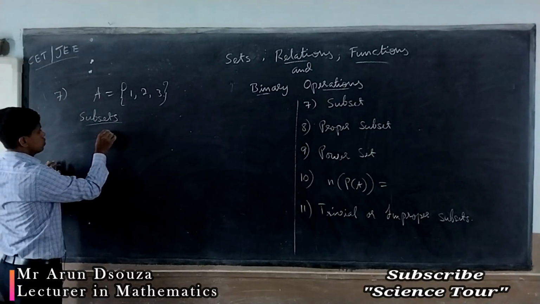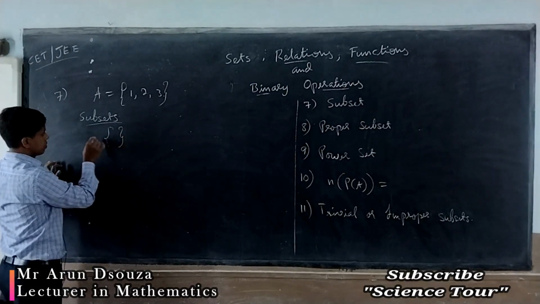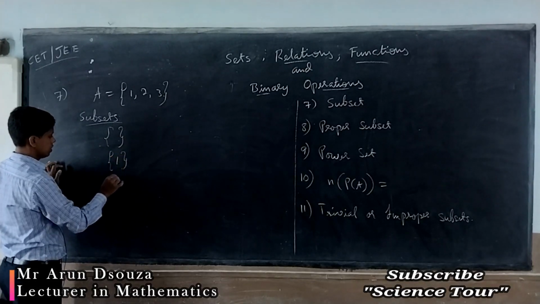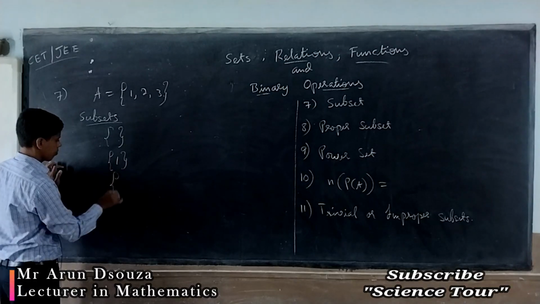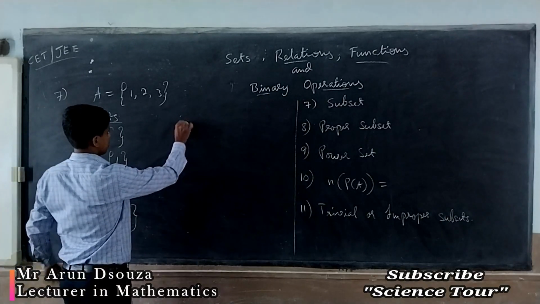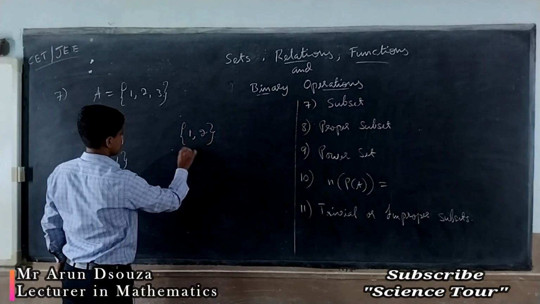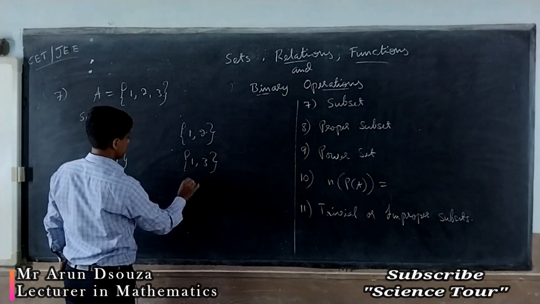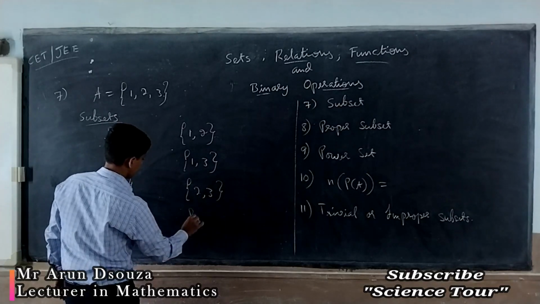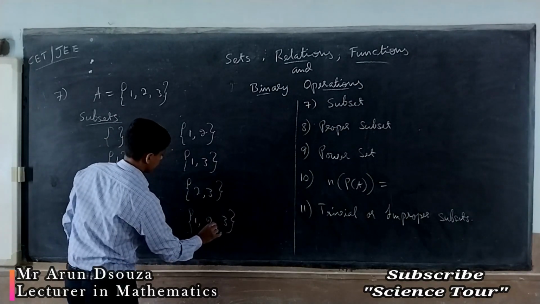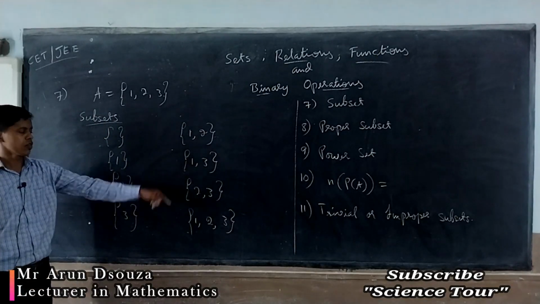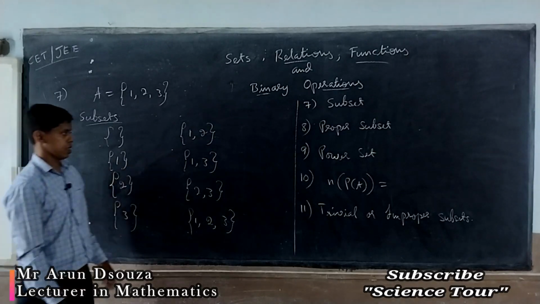First, you have the empty set. Second, you have the singleton sets. Okay, and then you have 1, 2 and 1, 3, 2, 3, 1, 2, 3. So totally how many are there? 1, 2, 3, 4, 5, 6, 7, 8. 8 subsets are there. Okay.